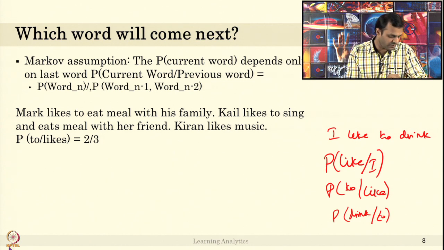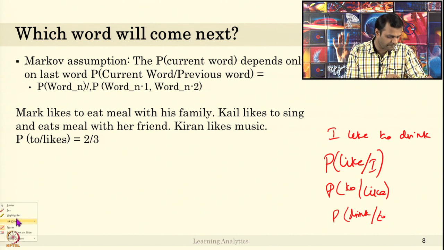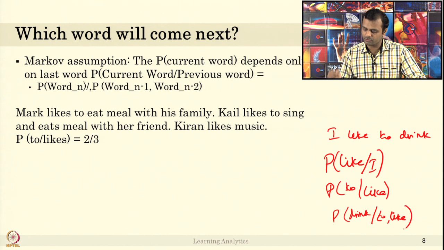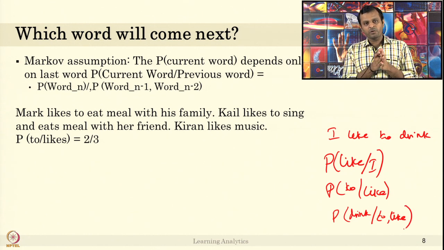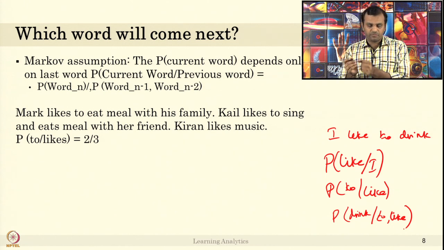But consider if the previous word is "to" and the previous-to-previous word is "like". Think about sentences such as "I like to go", "I like to drink", "I like to eat". After "like to", only certain forms of words are coming, though instead of "to" a lot of other words are possible. Now we have "eat", "drink", "go". So with these words we can have a better probability.